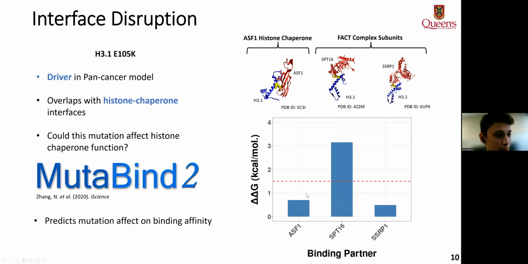So in order to do this, we've been using MUTABIND2, which is able to predict mutation effect on binding affinity, represented in kilocalories per mole as delta delta G. And so when we use MUTABIND2 to quantify how the E105K mutation might disrupt these interactions, using a threshold of about 1.5 kilocalories per mole increase in binding affinity, we see that the E105K mutation might not interrupt the interaction between ASF1 and H3.1 or SSRP1 and H3.1, but it could potentially disrupt the interaction between H3.1 and SPT16, possibly leading to disruption of the FACT complex being able to transport the H3.1 histone and incorporate it inside of nucleosomes.